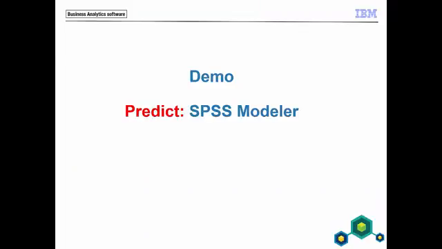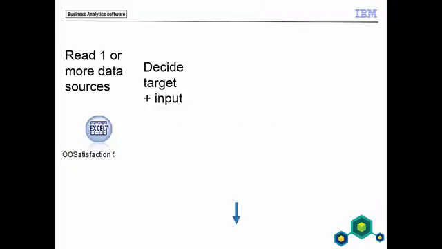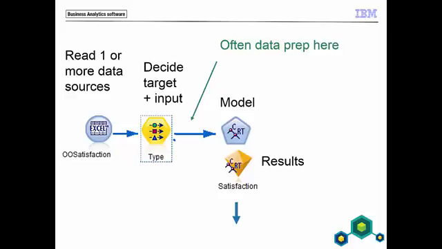A summary of this. First, I read one or more data sources. Start with that. Then I decide the target and input variables. Then sometimes you have some data preparation to do. I didn't do it here. Then you will have the model that finds out the most important combination of variables that could predict the satisfaction. The result is in the form of a diamond where you could see, for example, a decision tree. This information from this diamond you can copy and you can save it into the future.